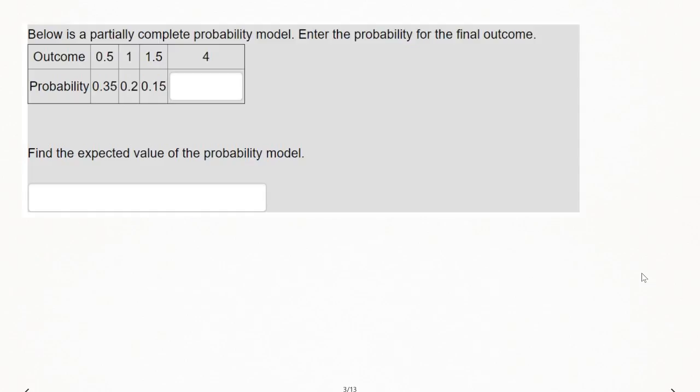Enter the probability for the final outcome, and then we're going to find the expected value of the probability model. What the heck does all this mean, right? There's one thing that we know should happen in a probability model. You see this fancy symbol, and then you'll see something like probability of X and all that jazz. In every probability model, the sum of all the probabilities should equal 1 every single time.